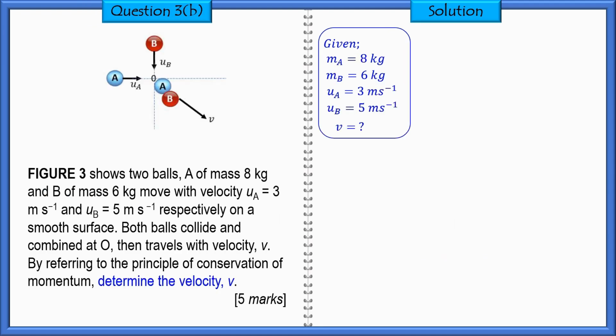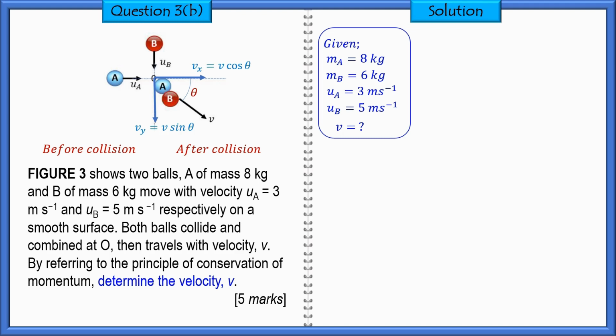Question 3b, the figure shows two balls, A of mass 8 kg and B of mass 6 kg, moving with velocity UA and UB as shown. Both balls collide and combine at O, then travel with the velocity V. By referring to the principle of conservation of momentum, determine the velocity V. First, identify the situation before and after collision. And then, if you refer to the diagram, V is not at the x or y component. So, of course, there is theta here, and we can resolve V into Vx and Vy.